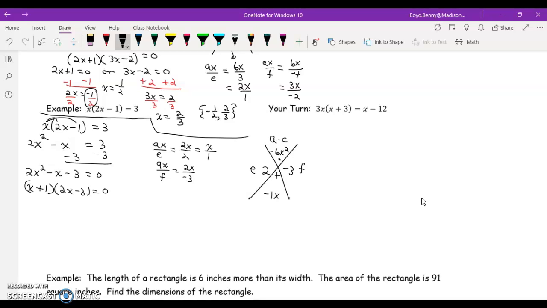Okay? Set each factor equal to 0 and solve. So we can see that this one's going to be negative 1. Let's write this one out, though, because this one can get a little tricky. So we would add 3 to both sides. So now I've got 2x equals 3, and then I would divide by 2. And so x equals 3 over 2 would be my solution. So my solution set would consist of negative 1 and 3 halves.